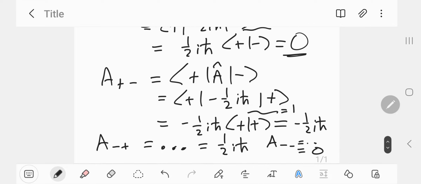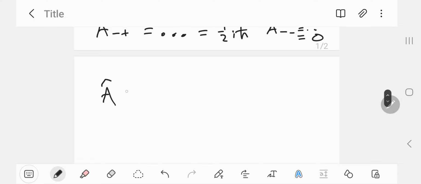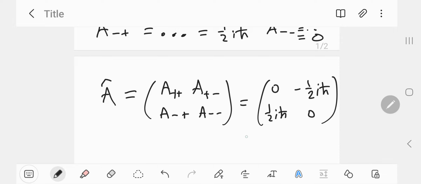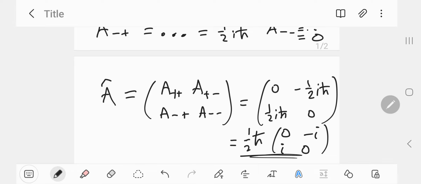So now we've got the 4 components of the matrix, we've calculated it. So we can therefore write operator A as follows. A plus plus, A plus minus, A minus plus, A minus minus can be rewritten as 0, minus half i h bar, half i h bar, 0. And if you really want to make it a bit neater, you can factor out the half i h bar and you'll get 0, minus i, i, 0. Oops, it should be i half h bar. You get this.